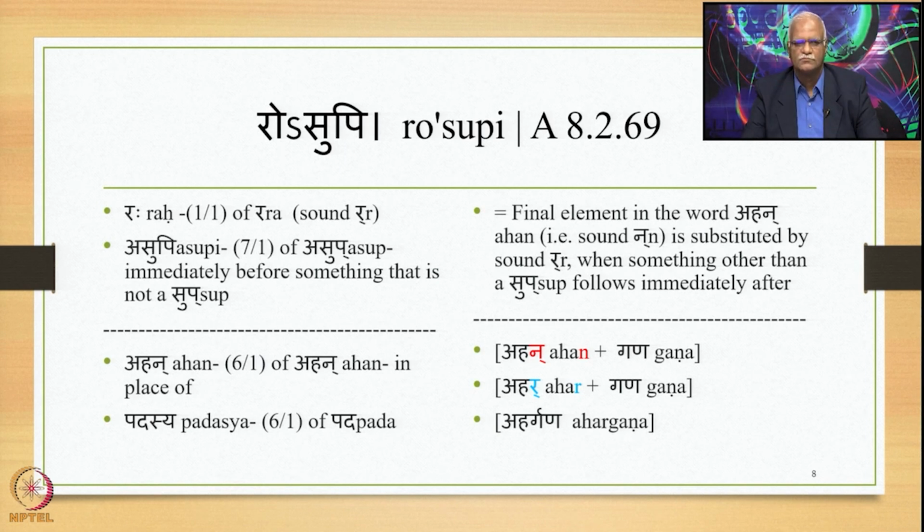Asupi is 7/1 of Asup, which means something that is not a sup or other than sup. And so Asupi means immediately before something that is not a sup. The words continued from the previous sutras are Ahan, 6/1 of Ahan, meaning in place of, and Padasya, 6/1 of Pada. So the meaning of the sutra is the following.